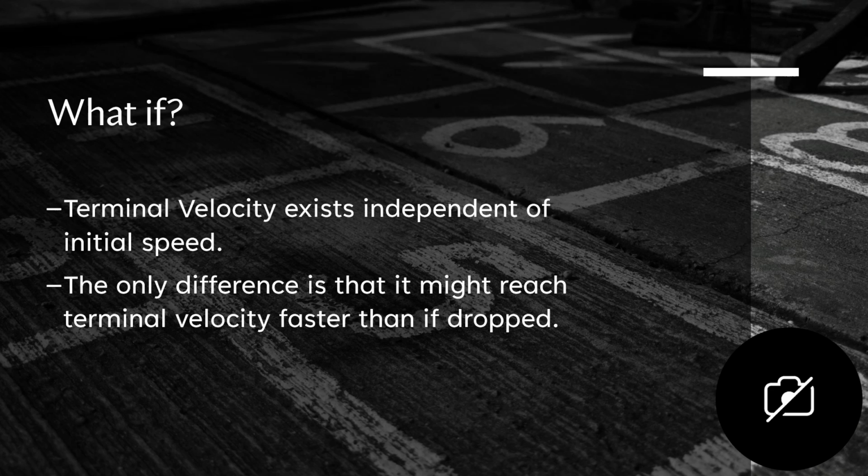So, what if? What if the object was thrown downward instead of just dropped from rest? Terminal velocity exists independent of initial speed, as any given mass or object will have a specific terminal velocity regardless of what measure it takes to reach it. The only difference is that it might reach terminal velocity faster than if it was just dropped from rest.